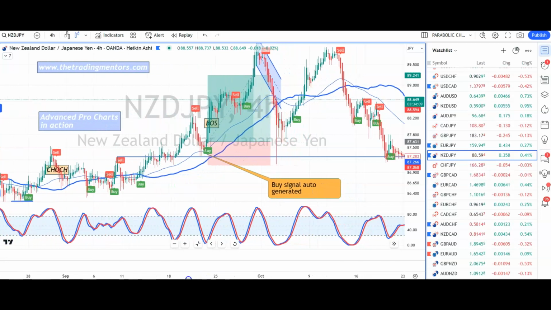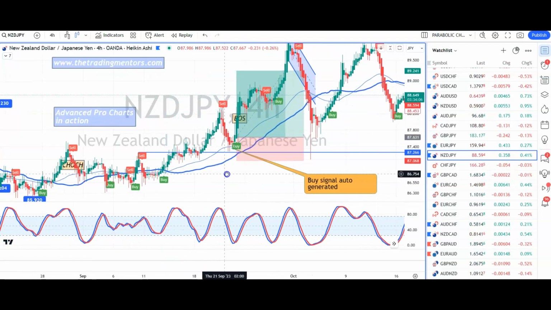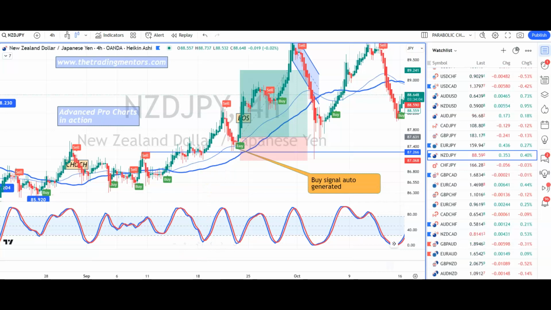So what you don't want to do, okay, you don't want to buy here. Notice that the stochastic is high. You don't want to be buying high. If you buy here, your stop's got to be right down here and the risk to reward is all over the place. So you don't want to buy here. You don't want to buy here. So in an uptrend you only want to buy low.